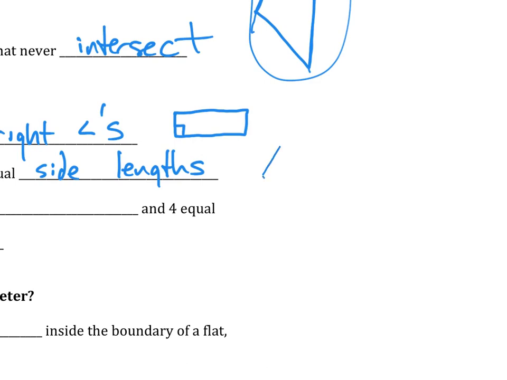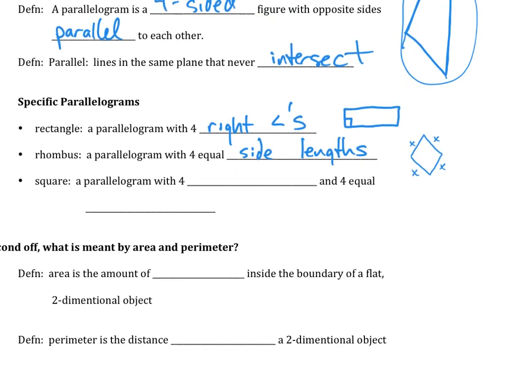If this has a side length of x, and this is a rhombus, then they are all x. But the angle measures do not have to be 90 degrees. They can be whatever. You can have one of them be 100 degrees and another one be 80 degrees or something like that. But all the side lengths are equal.